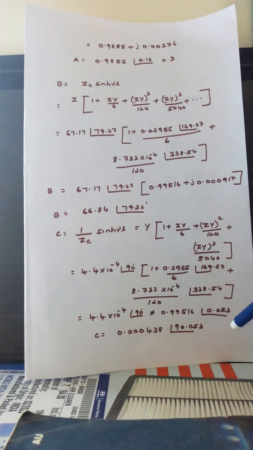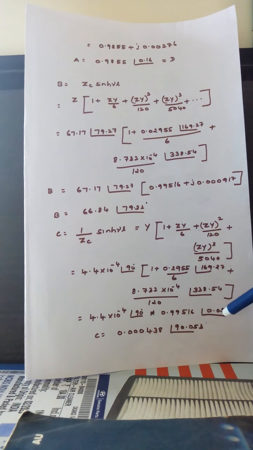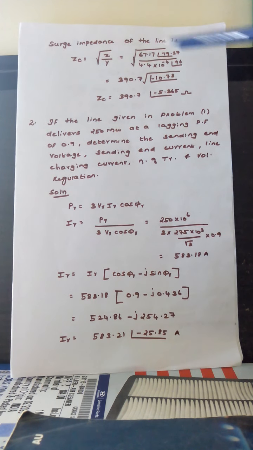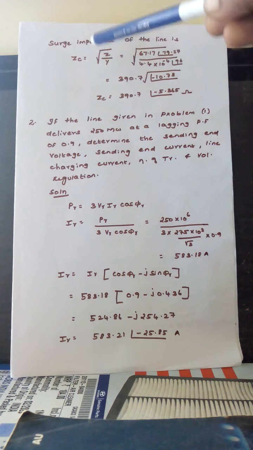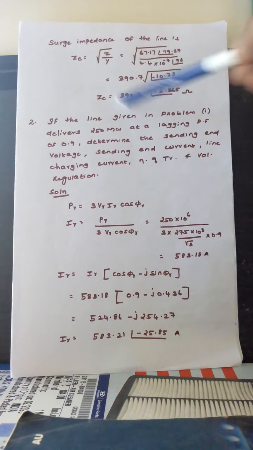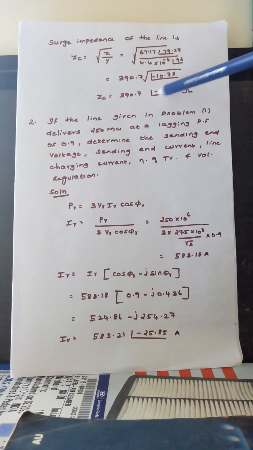So the first thing they are asking is to find out the generalized constants, that is the ABCD constants. Next, they are asking to find out the surge impedance of the line. So surge impedance ZC equal to root of Z by Y. So Z value we know, Y value also we know. So we can find out your ZC, that is 390.7 at an angle minus 5.365 ohm.